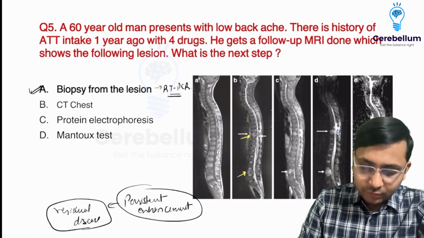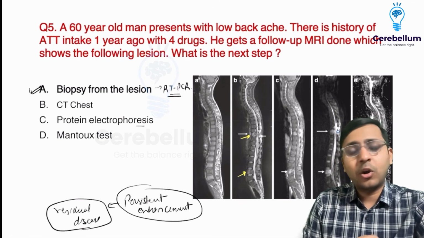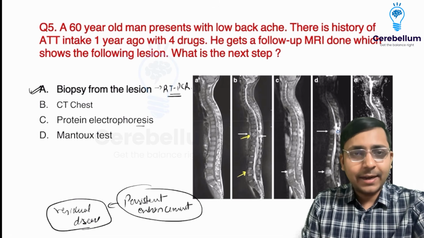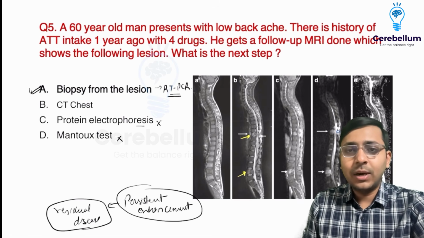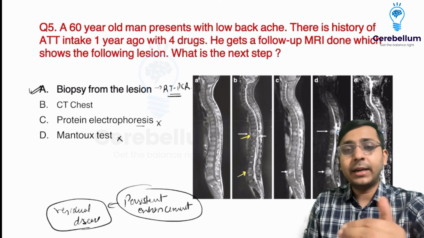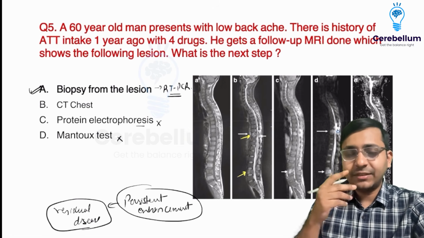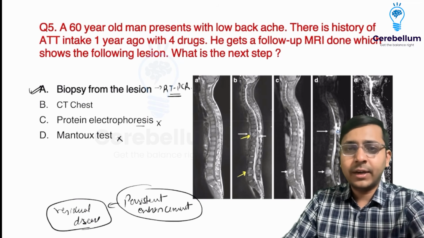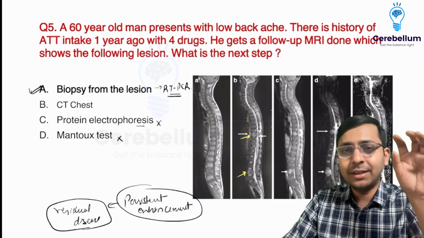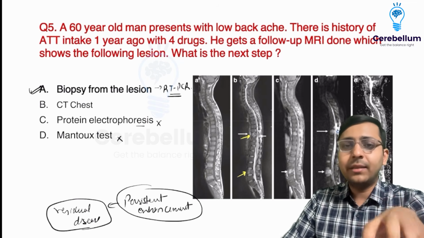Now, protein electrophoresis we do for multiple myeloma. We're not really suspecting that here, so that is out. The Mantoux test will not tell me whether it is residual disease. It will be positive even in a treated patient. And CT chest, yes, it might tell me about lung TB, but we're not really worried about lung TB here. We want to see what the residual disease in the spine is.